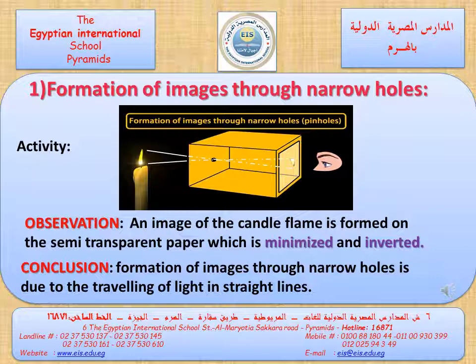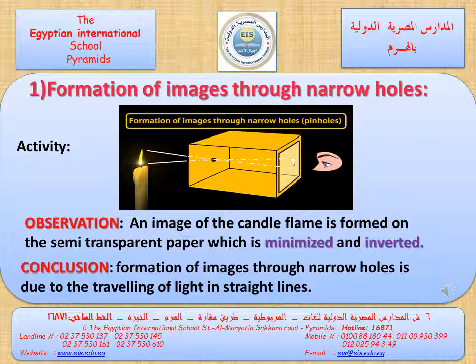We will move the candle forward and backward until you see a clear picture of the candle flame on the semi-transparent paper. What will we observe? We will observe that an image of the candle flame is formed on the semi-transparent paper, but this image is minimized. Minimized means that its size is smaller than the original, and this image also is inverted. Inverted means upside down.